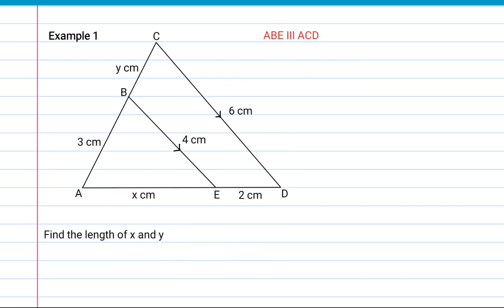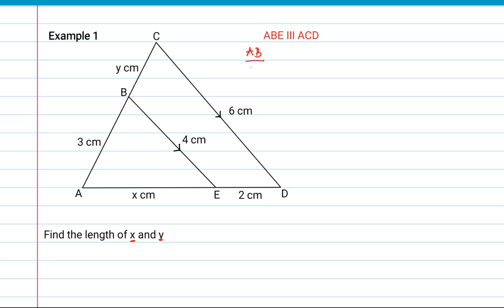So let's see that in this example, which is example number 1. The first thing here, we are asked to find the length of X and Y. But for us to find the length of X and Y, the first thing is to look at the angles, the triangles that are similar. And the triangles that are similar here are ABE, which is similar to ACD.